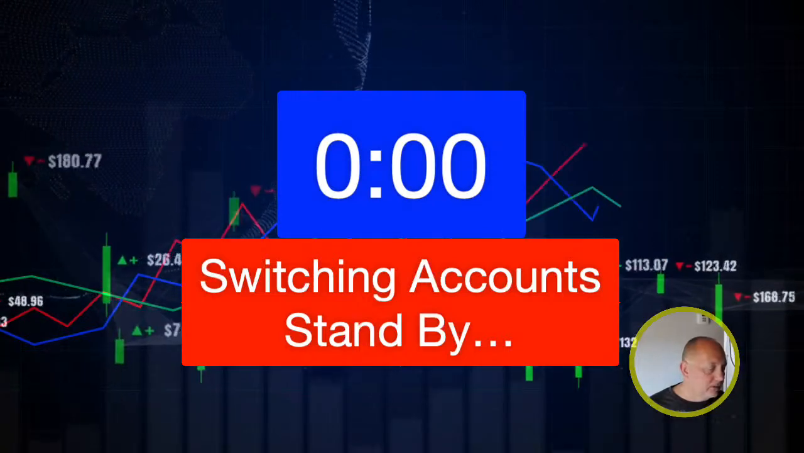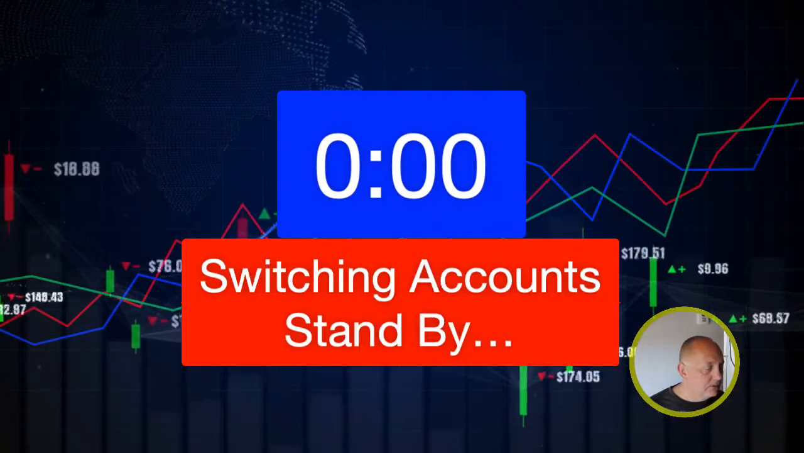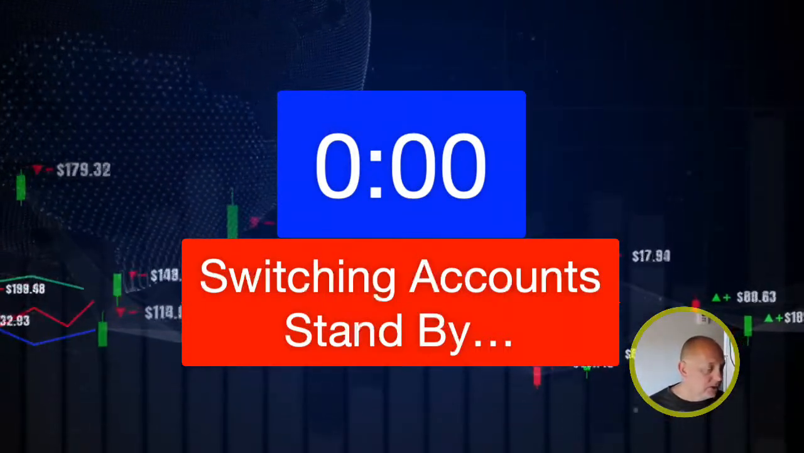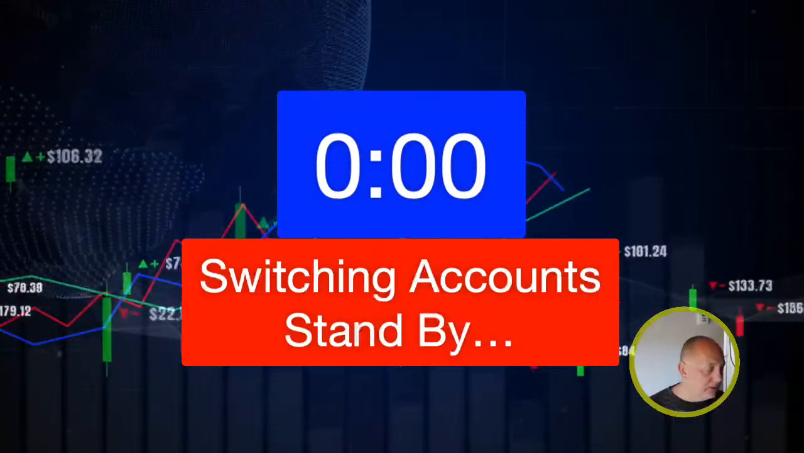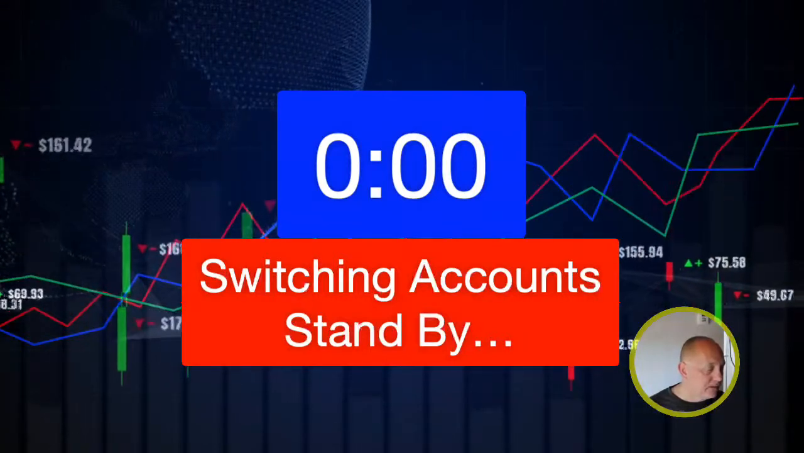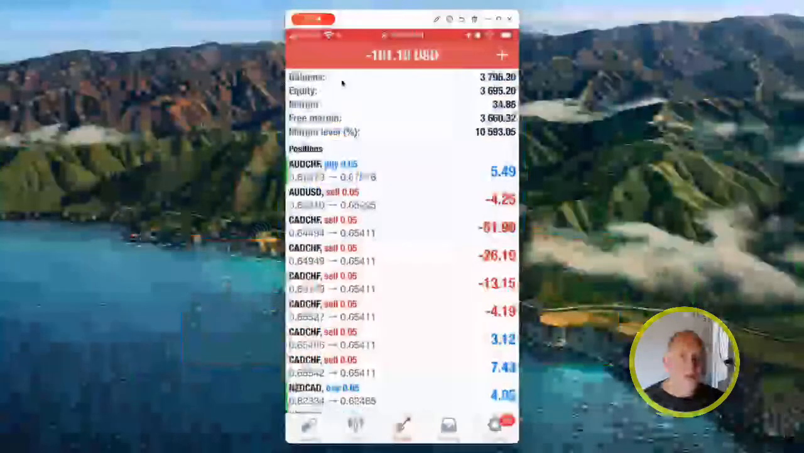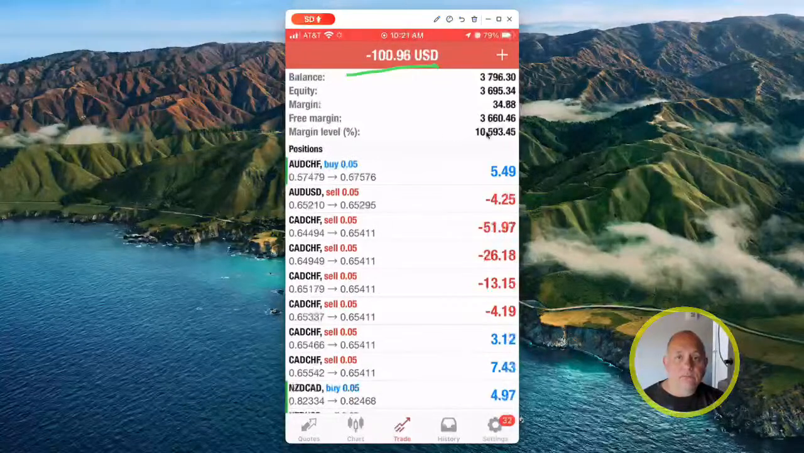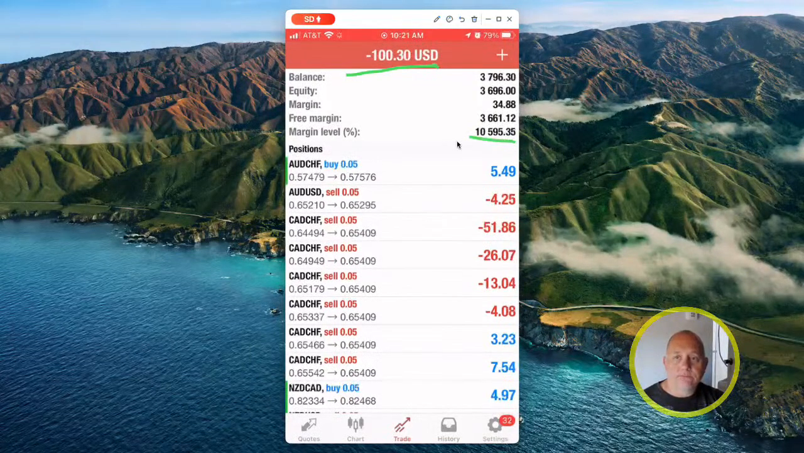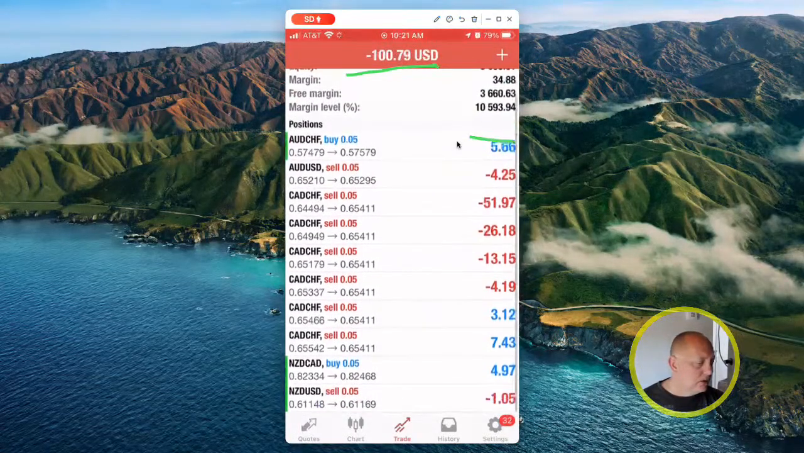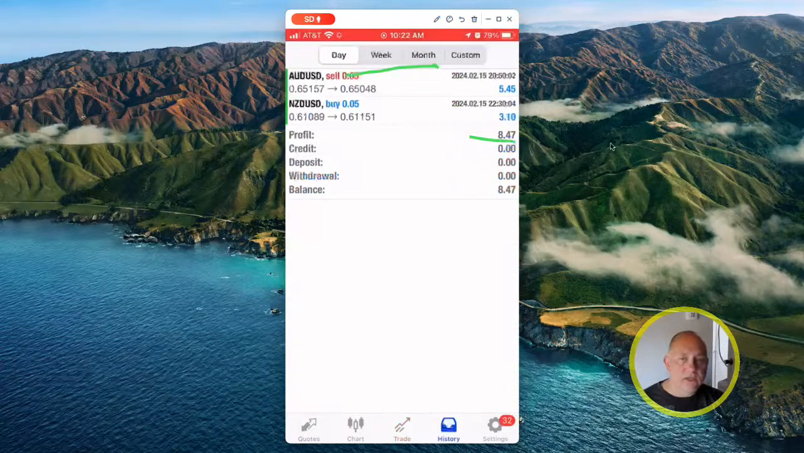Let me actually find another account because we don't need to look at that one either. So let's look at the $3,000 to $100,000 account challenge. 1332 is the account number. Let me pull it up. Here it is, and I will share it on the screen. So we are in $100 roughly drawdown, 10,000% margin level, and 1, 2, 3, 4, 5, 6, 7, 8, 9, 10 trades. Let's see what's closed. $8.47 overnight.